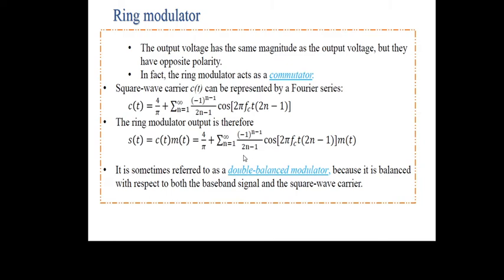Sometimes this ring modulator is called a double balanced modulator because it is balanced with respect to the baseband signal. So a square wave carrier will be generated. The ring modulator consists of 4 diodes. It is balanced and sometimes it is called a double balanced modulator.